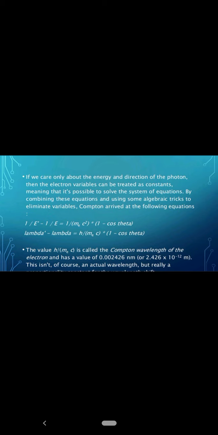If we care only about the energy and direction of the photon, then the electron variables can be treated as constants, meaning that it's possible to solve the system of equations by combining these equations and using some algebraic tricks to eliminate variables. Compton arrived at the following equation: 1 upon E dash minus 1 upon E is equal to 1 divided by m_e c square multiplied by 1 minus cos theta.